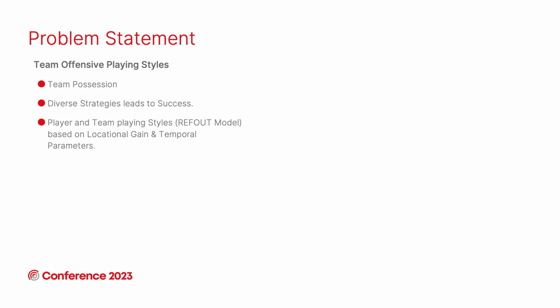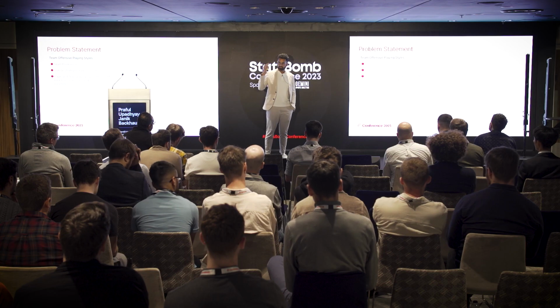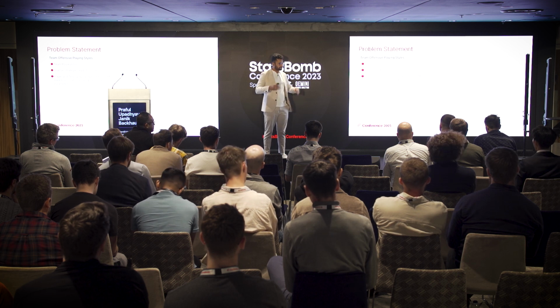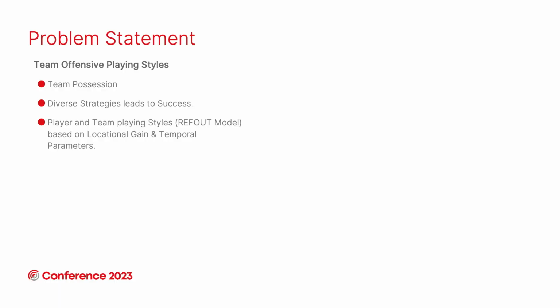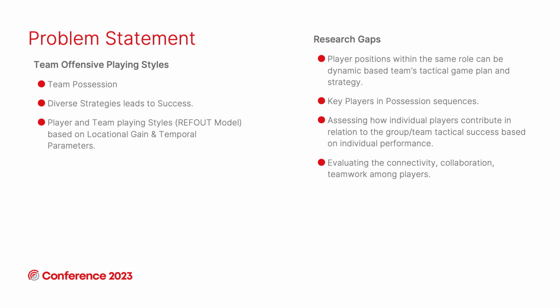So we have been discussing a lot about team possession since the morning. We all know possession sequences, and there are a lot of different perspectives that give us an indication of the different strategies adopted by the teams which lead to success. However, in today's context, the majority of practices in the analytics world for soccer use location and temporal parameters. Hence, we also need to look at player positions, their roles in the sequences, how key players play, how individual players contributed to the team tactics, plus the team dynamics and connectivity. This is also an important aspect which we need to answer.